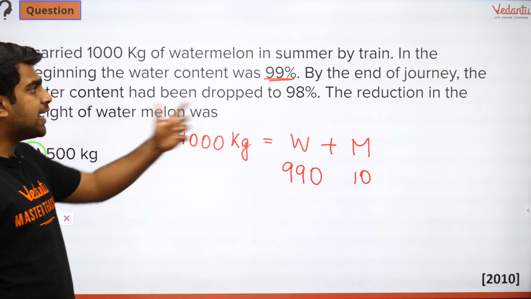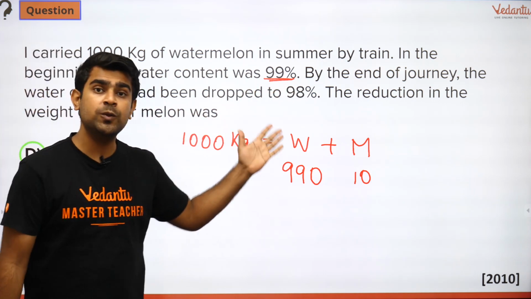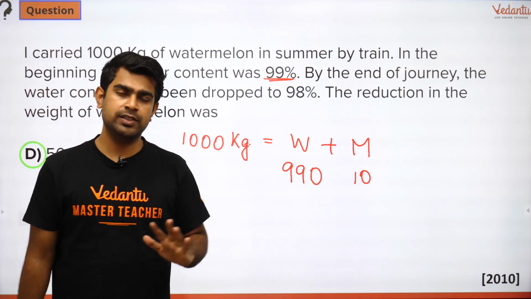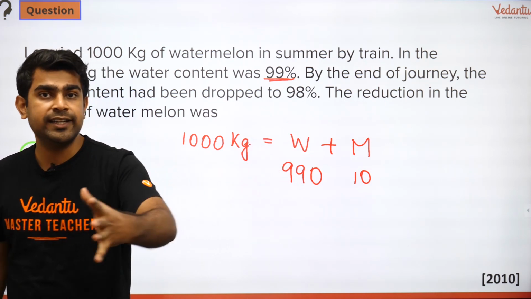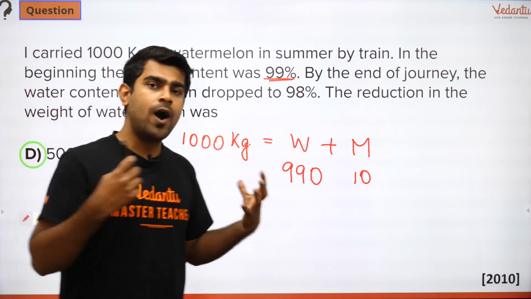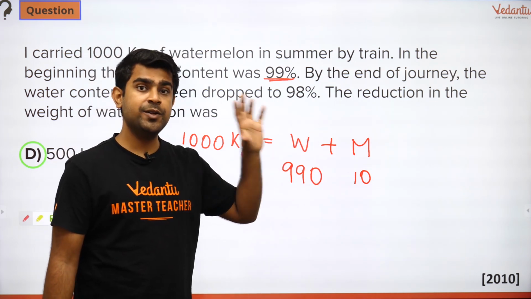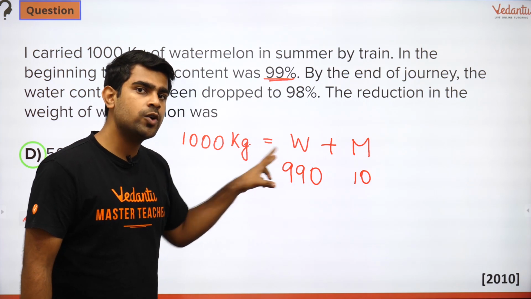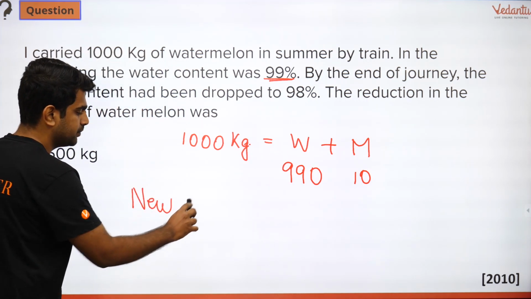Now I see that at the end of the journey, the water content has dropped to 98%. So this is the second part of this question. But guys, think about it. I have a watermelon and in summer season I'm carrying it by train. What happens? Only the water is going to evaporate. So can you see that the water content is the only one which is going to change in the new final stage?